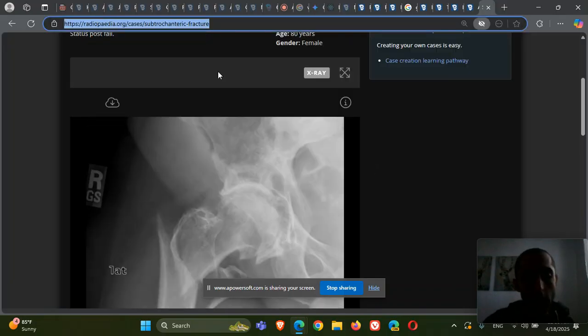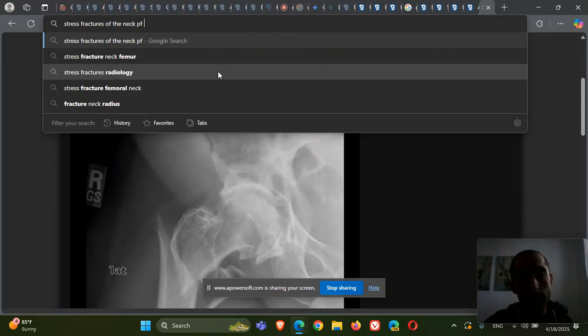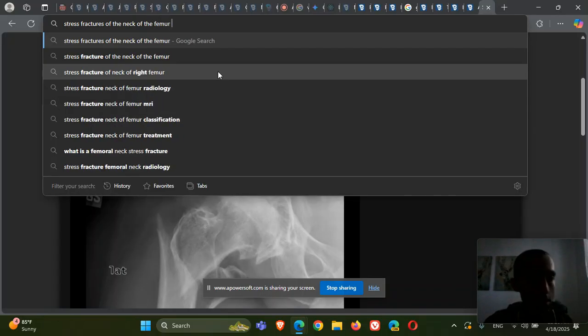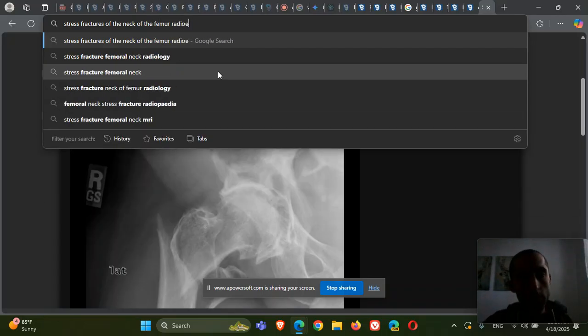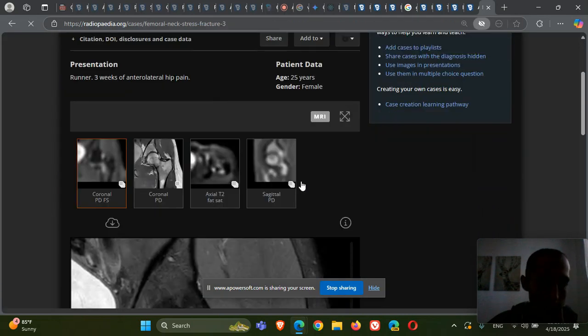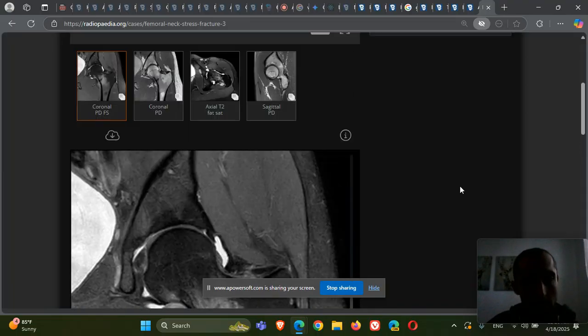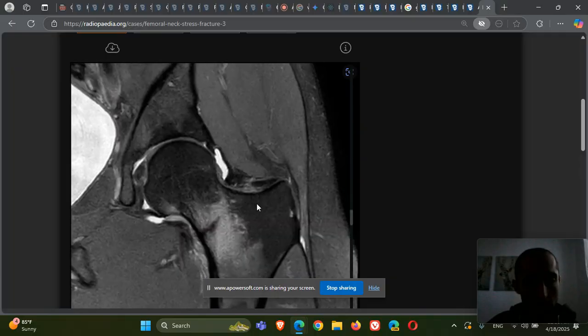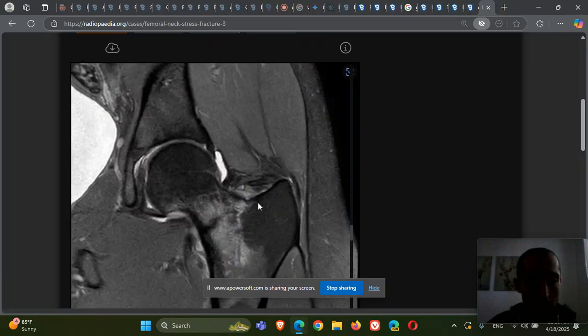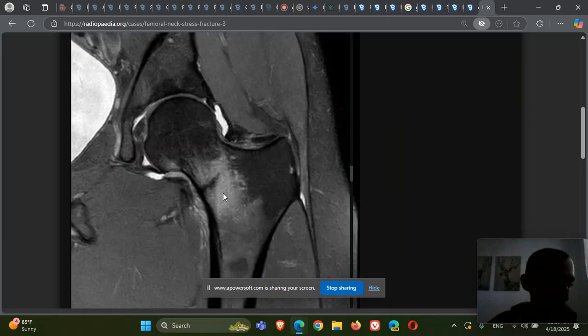Now you need to note that there are also stress fractures, for example, of the neck of the femur. And when you see such a fracture, you need to think about someone with bone marrow edema. Those are on PD fat saturation imaging. You can see this stress fracture right over here with bone marrow edema.